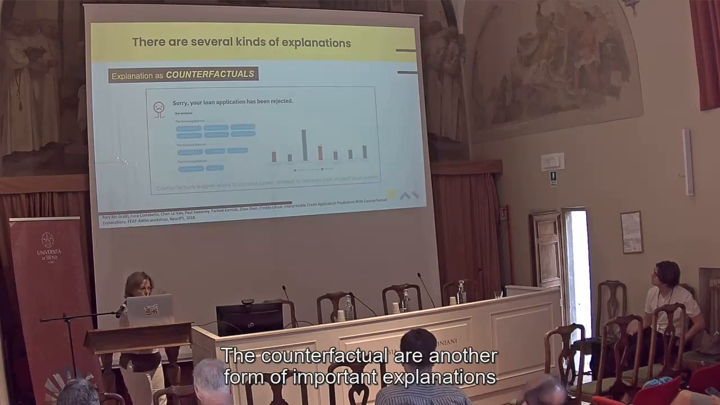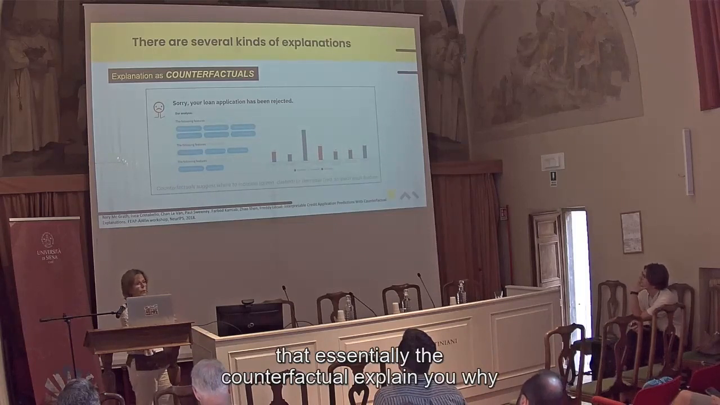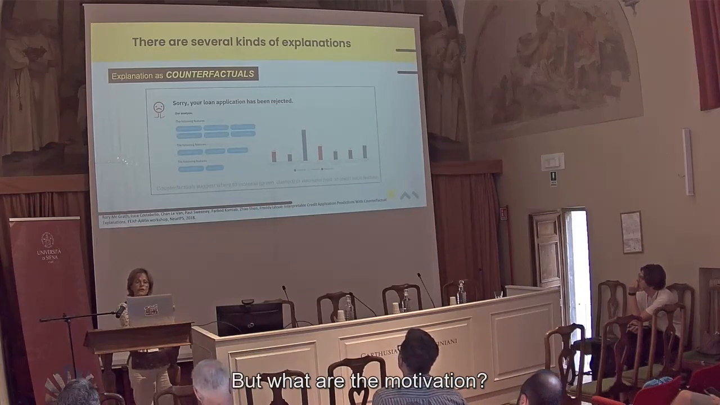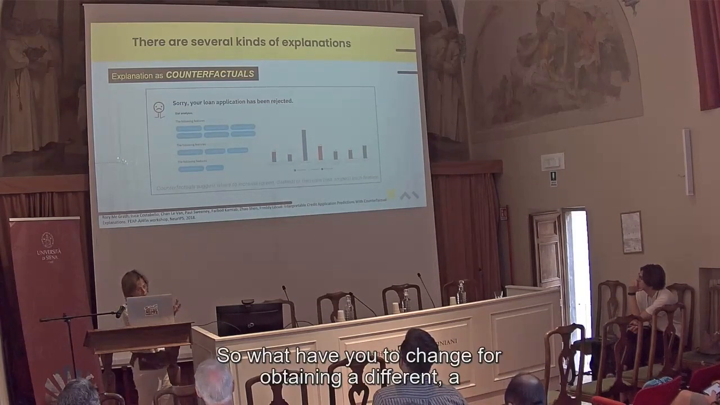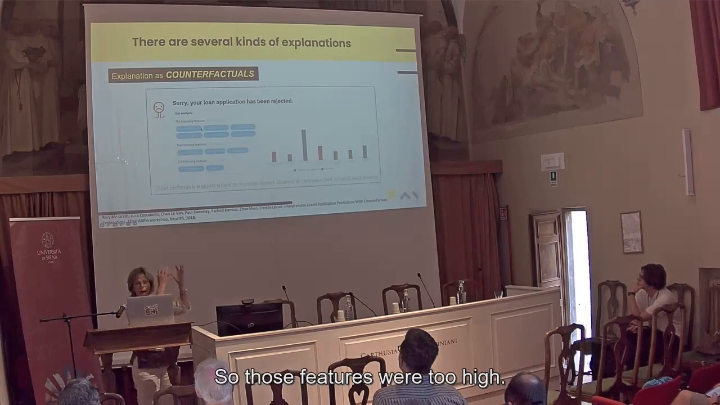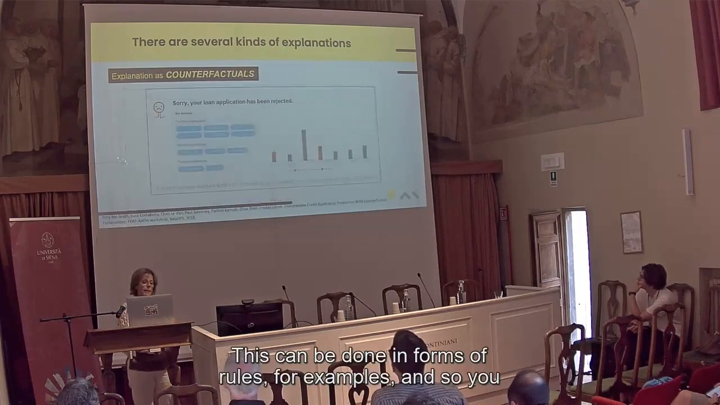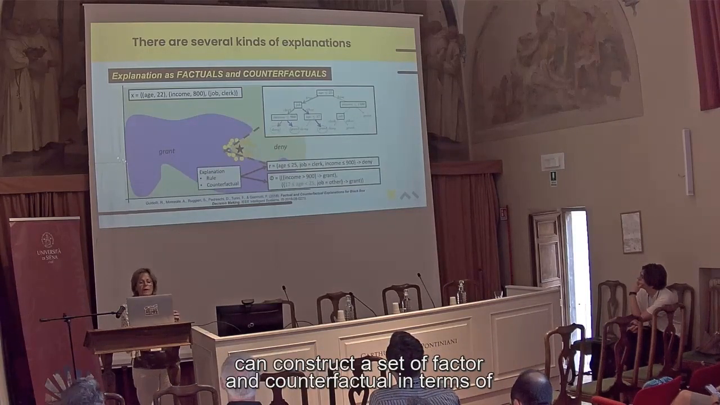Counterfactuals are another important form of explanation. They explain not only what the motivation for the decision is, but what the motivation is for why that decision could be changed. What do you have to change to obtain a different outcome? So those features were too high, those features were too low, you may change this one, increase this and decrease this one. This can be done in the form of rules, for example, and so you can construct a set of factual and counterfactual explanations in terms of rules.